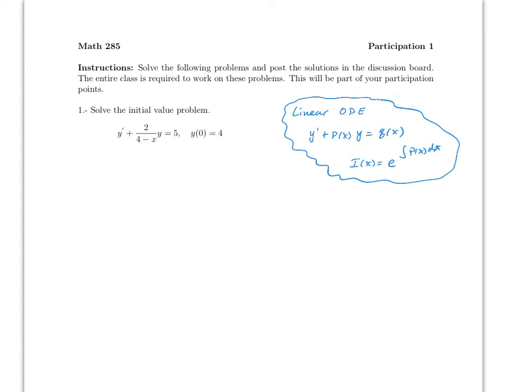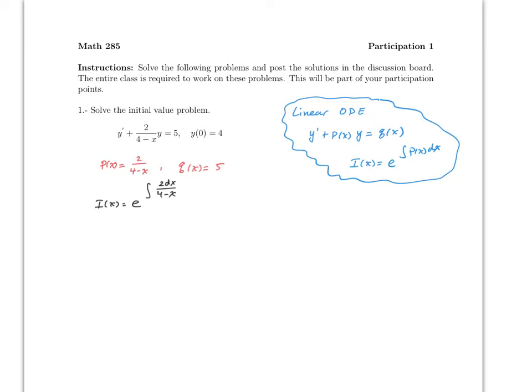So here for p of x you have 2 over 4 minus x, and for q of x you have, or you can use lowercase, it doesn't matter. Okay, so for q of x we have just the number 5. Okay, so to find the integrating factor, this will be e to the integral of 2 dx over 4 minus x.